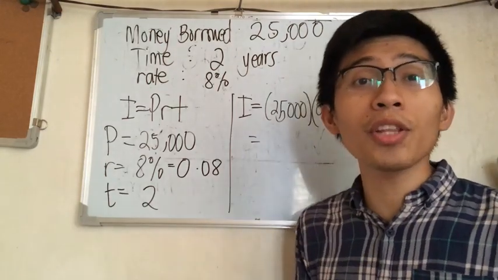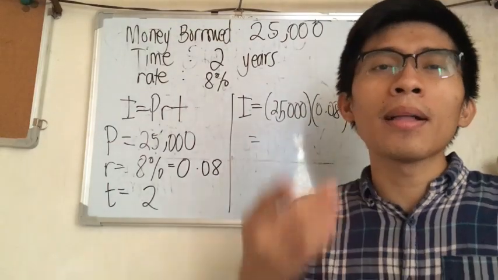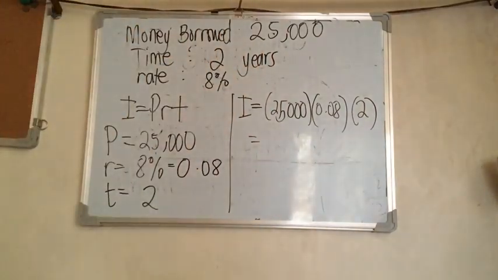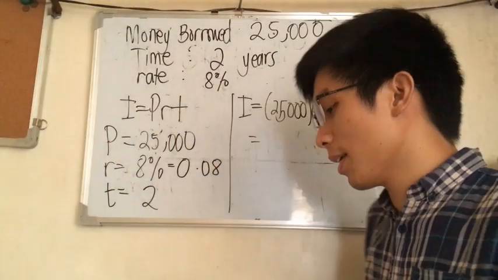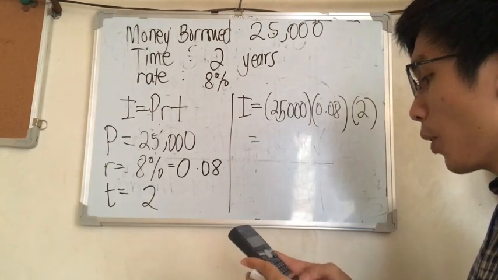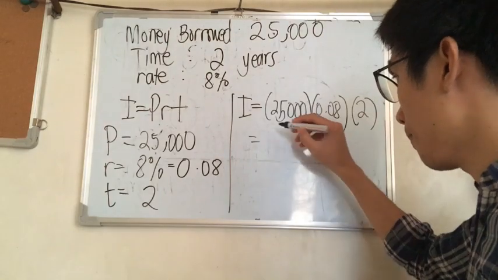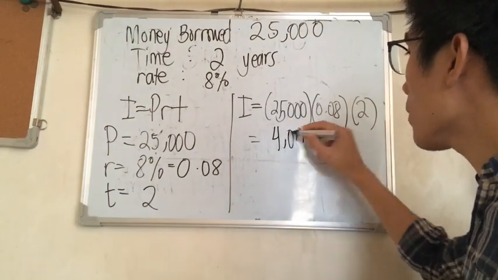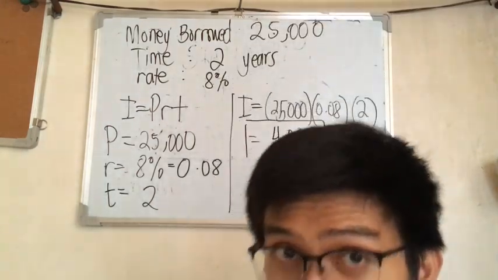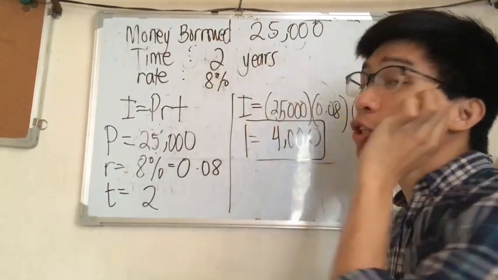Of course, in solving that one, you need a calculator. Okay, every time you solve interest, make sure that you have a calculator beside you. So I'll get my calculator. Okay, here is my calculator. Let's try to solve that one. That is 25,000 multiplied by 0.08 times 2. That is 4,000. So 4,000 now is the interest amount, or in layman's terms, the additional amount that is added to the amount that you borrowed.